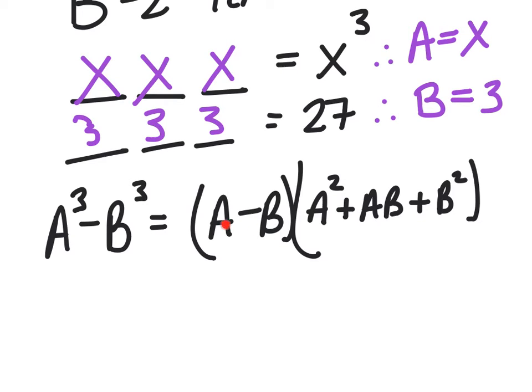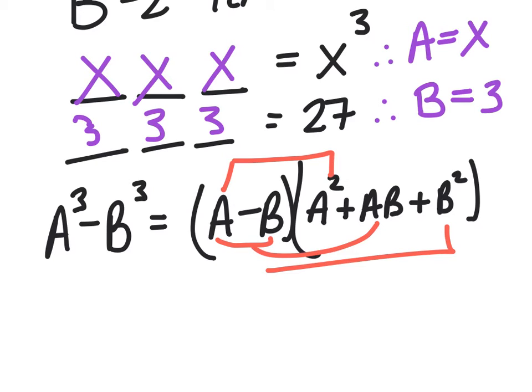So again, let me talk about where it came from. A minus B, because it's a difference of two perfect cubes. You maybe make a little note here for yourself, an arrow. You take the first term and you square it. Then you take these two together and you multiply them, and then you take the last term and you square it. And that's all it is.